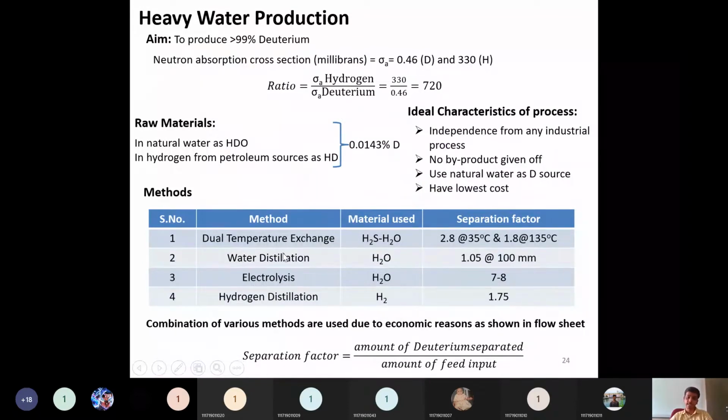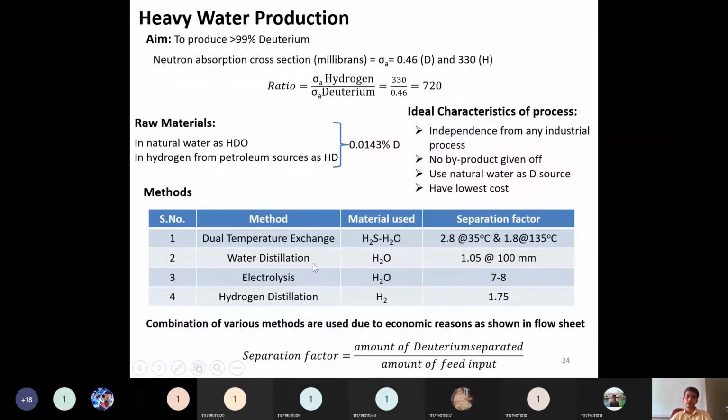Then the next method is water distillation. We have to distill water. That will be performed using normal water, and the separation factor will be around 1.05. So alpha is equal to 1.05 at 100 mmHg. Okay, 100 mmH2O, water, not Hg, H2O. This separation factor will be 1.05.